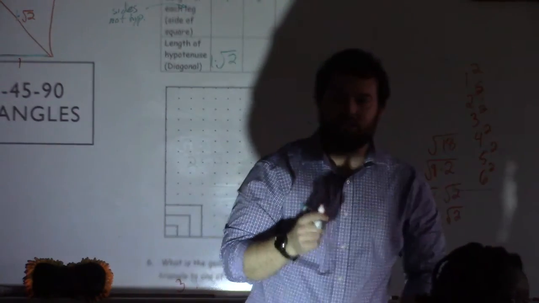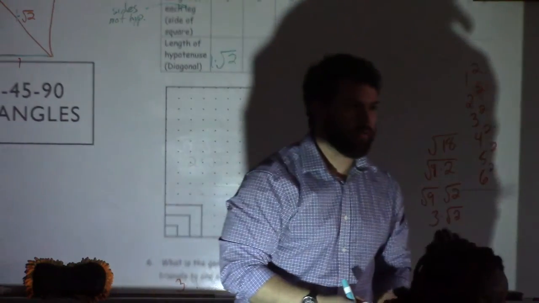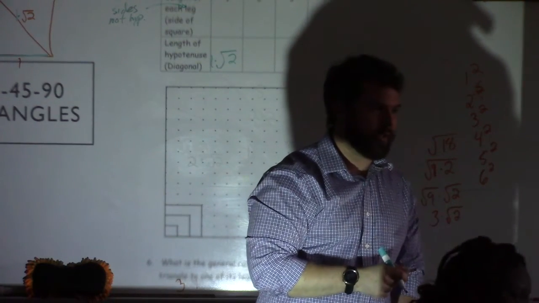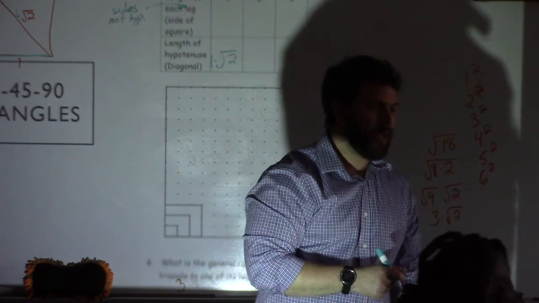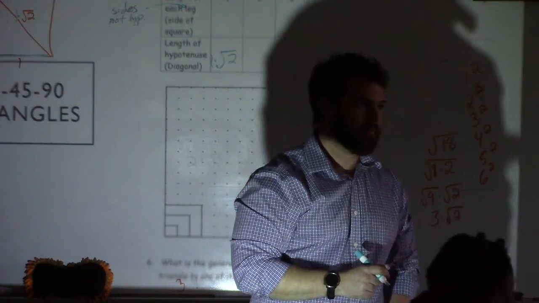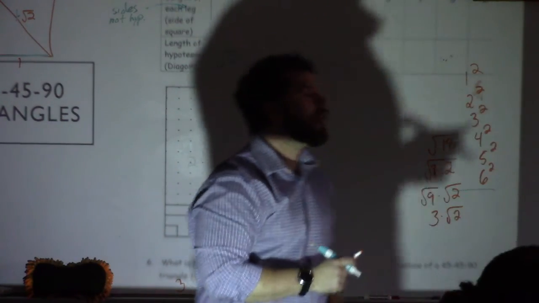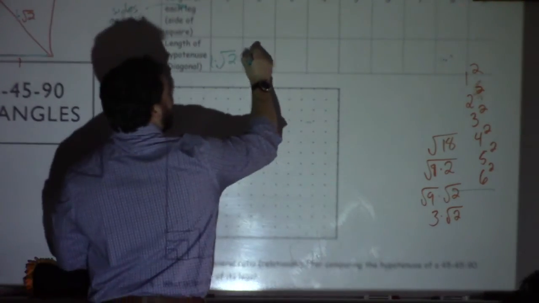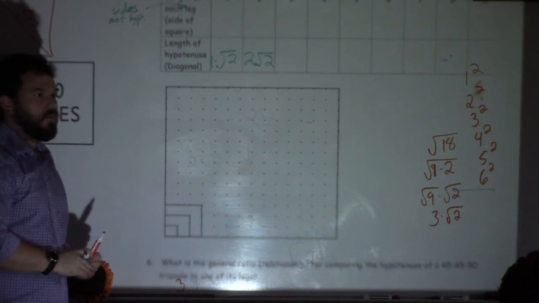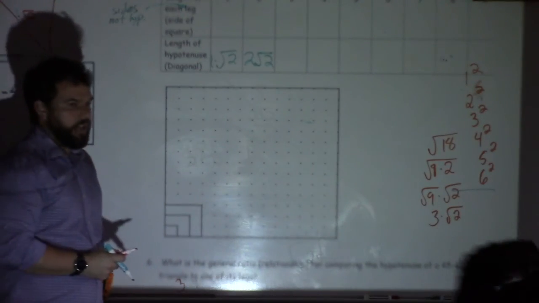Listen, didn't we just look at the square when the side length was 2? Look at your paper. When the side length was 2, it's on the front side, Matthew. When the side length was 2, what was the diagonal, the hypotenuse? 2 times the square root of 2. Wasn't that the hypotenuse? Yeah. Thank you.